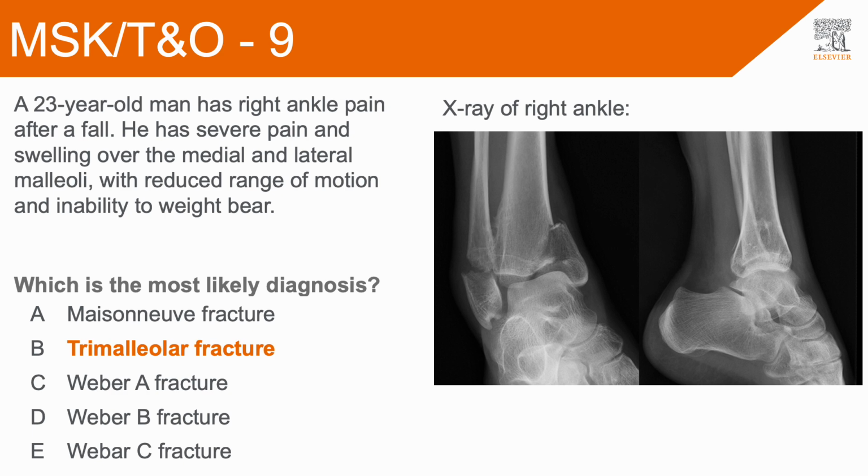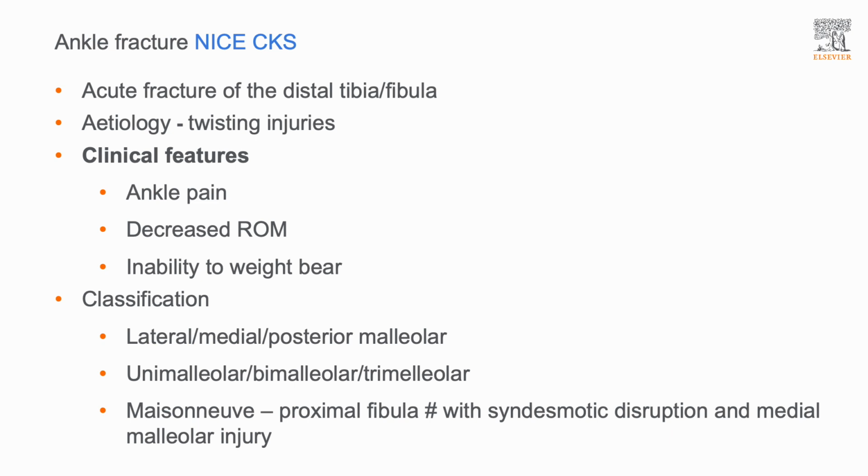The correct answer in this case is B, a trimalleolar fracture. An ankle fracture is an acute fracture of distal tibia or fibula. They typically relate to twisting injuries. Ankle fractures present with ankle pain, decreased range of movement, and inability to weight bear. They are classified based on which malleolus is involved and whether they are unimalleolar, bimalleolar, or trimalleolar.